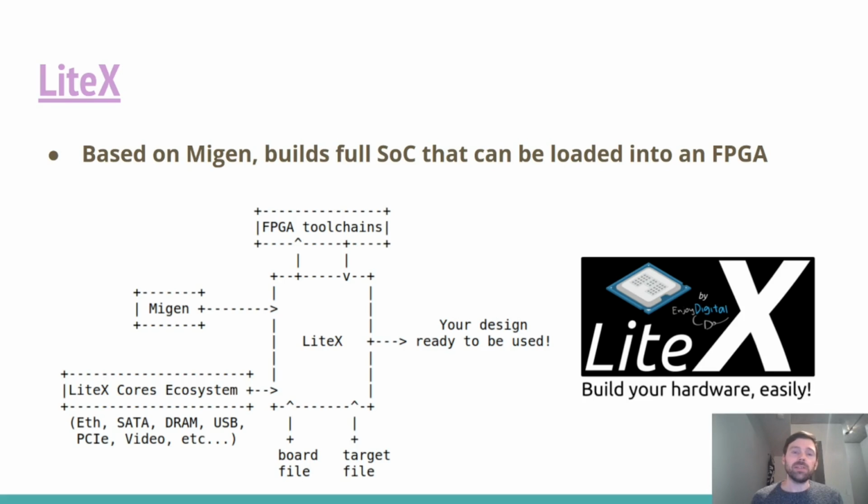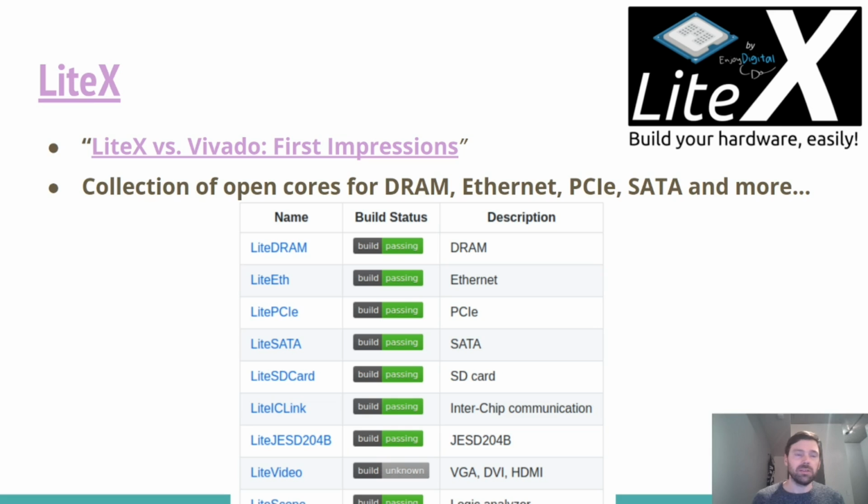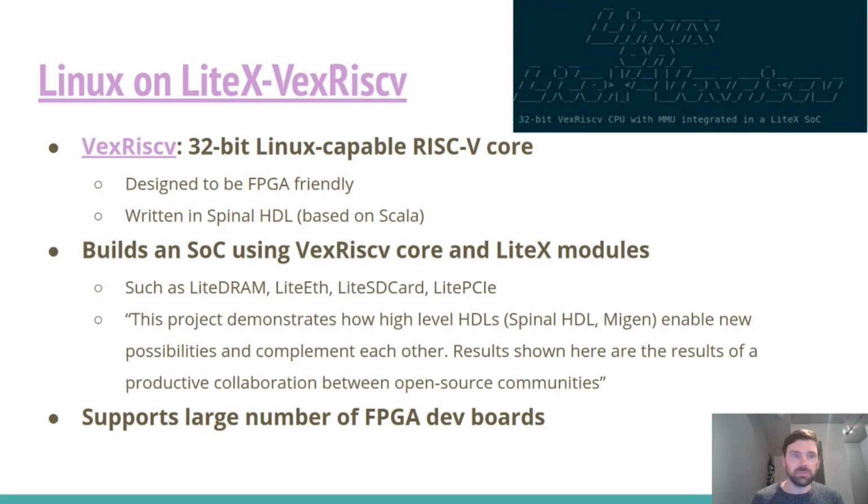And then based on Migen, there's a framework called LiteX, which allows us to build a full system on chip that can be loaded into the FPGA. And LiteX has a collection of open cores for things like DRAM and Ethernet and PCI Express and SATA and more. So rather than having to write our own DRAM controller or our own serial controller, we can just grab those open cores from the LiteX project.